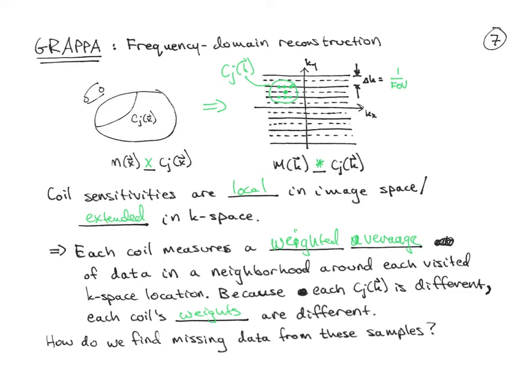And so what one does in a GRAPPA reconstruction is you take the data that you did collect and you multiply it by a certain set of weights that synthesize the data in between, right? So you take data from this line and multiply it by a set of weights that we have yet to discuss how to determine, and that synthesizes the data in between those nearby lines. And those weights are going to be based on the Fourier transforms of the coil sensitivities.